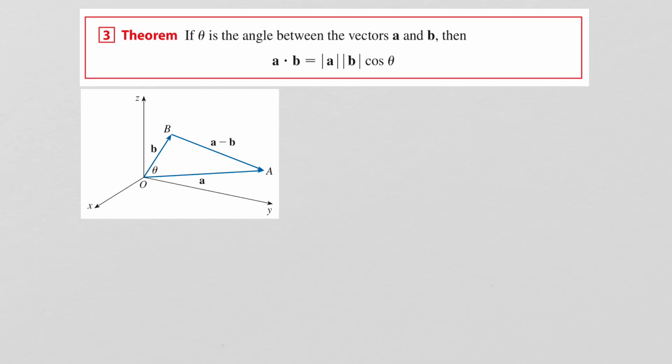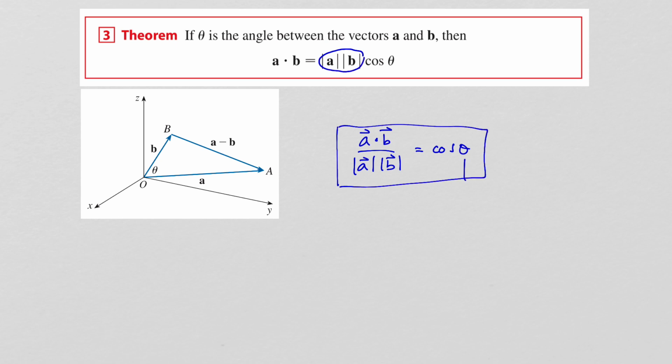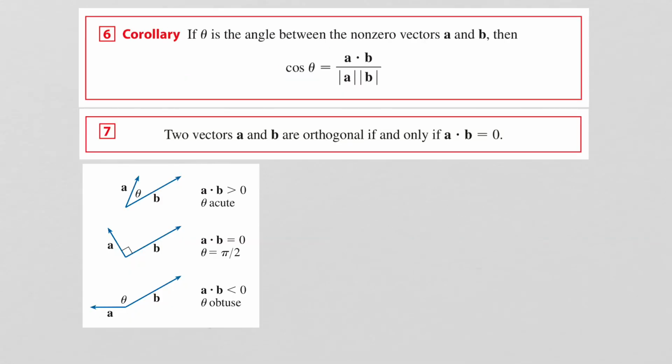Notice that if we come back to this theorem here, and if we divide both sides by the magnitude of A and the magnitude of B, we will have vector A dot product with vector B divided by the magnitude of A times the magnitude of B is equal to cosine of theta. Right? So if we just divide both sides by this, we get a new formula which tells us how to find the angle between two vectors. So here is a clean version of that theorem, which is called a corollary because this is basically a theorem that follows very simply from another theorem.